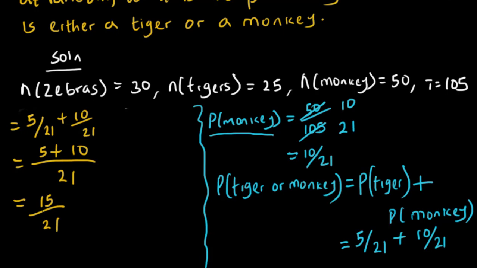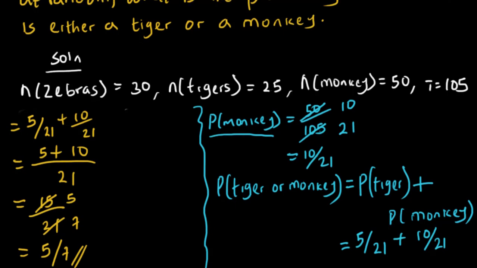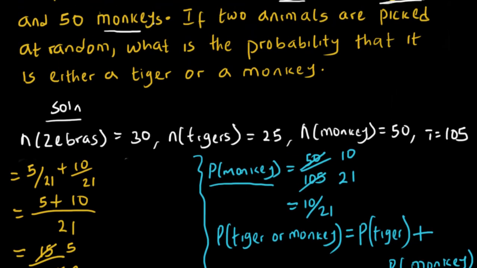3 can go. We have 3 in 15 is 5. 3 in 21 is 7. So our answer is 5 over 7. Do you understand? So the probability that it's either a tiger or a monkey that is picked equals to 5 over 7. Now don't forget what we did. If you were given the probability straight up in the question, you just add. But if not, you have to find the probability first before you add. I hope you understand.